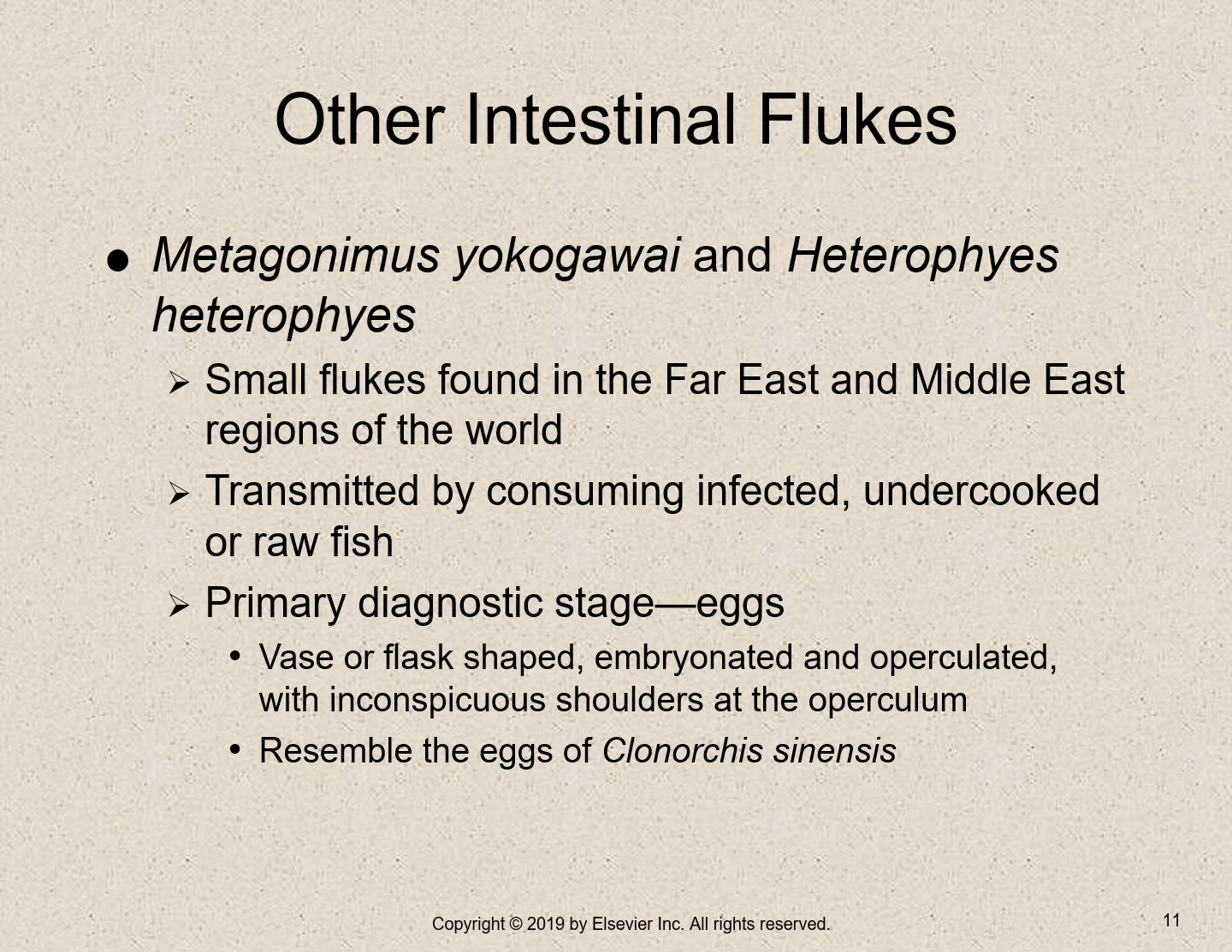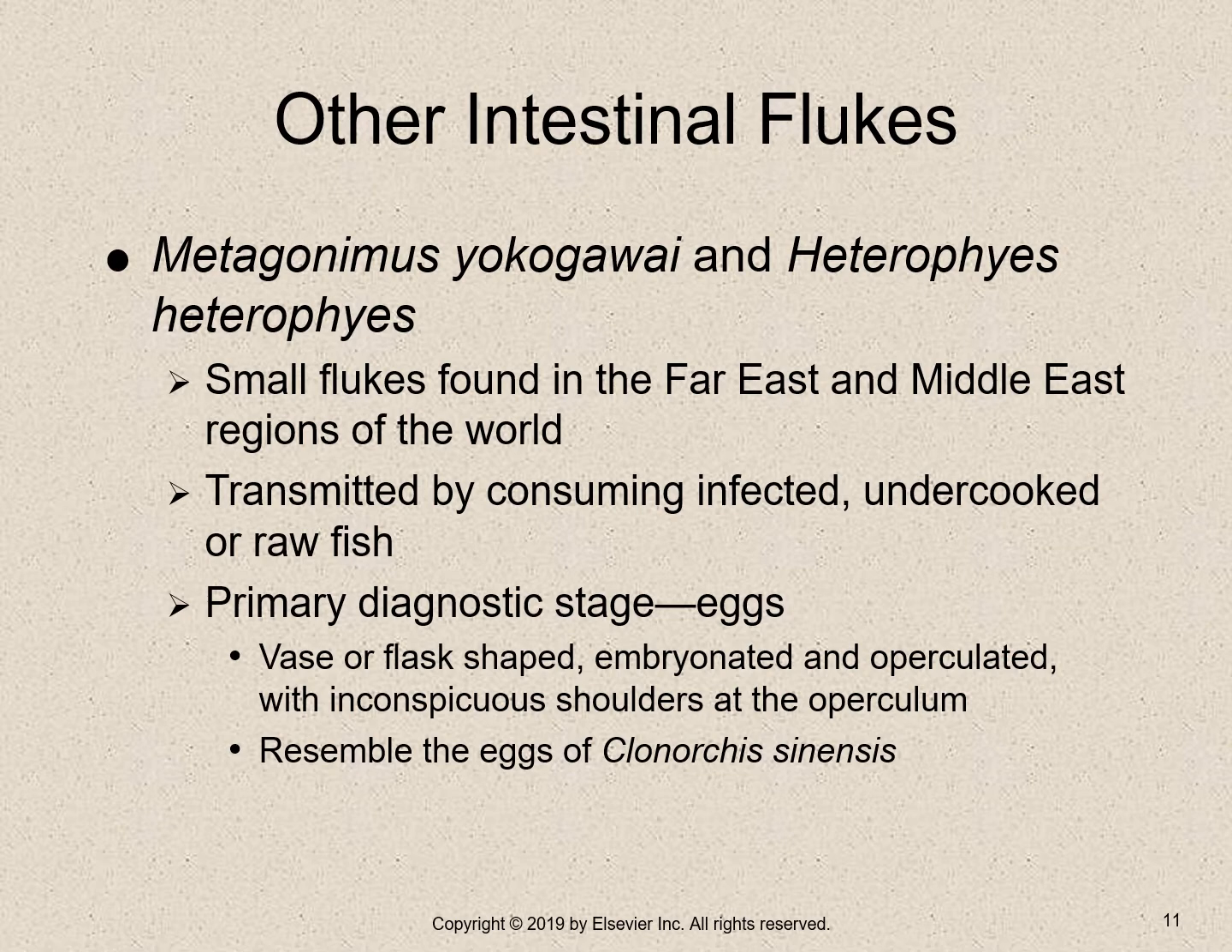Of note, there are 2 other intestinal flukes mentioned in the textbook, Metagonimus yokogawai and Heterophyes heterophyes. These are 2 small flukes found in the Far East and Middle East, and humans acquire infection by ingesting metacercaria in undercooked or raw fish.